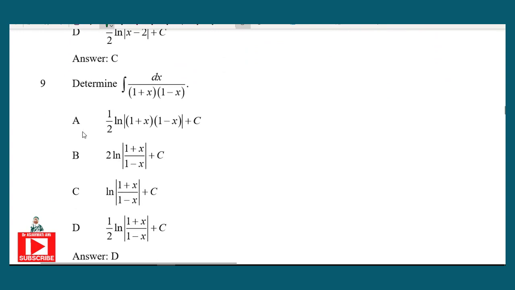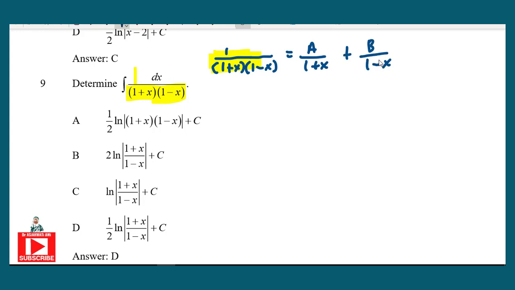Number 9. Number 9 cannot be integrated directly. We need to use partial fractions. Okay, take this one, coefficient. 1 over (1 plus x)(1 minus x) equals a over 1 plus x plus b over 1 minus x. Going to find a and b. Okay, unknown a and b. Compare this one and get rid of the denominator.